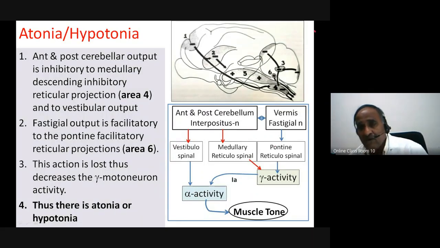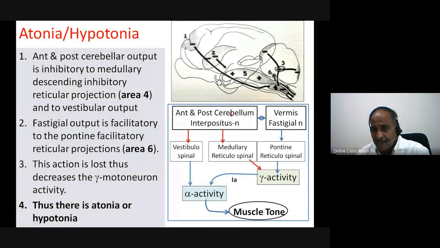Now let us see what the cerebellum does. This is the cerebellum. You just see that. This is the anterior part of the cerebellum. This is the posterior part of the cerebellum. And the anterior part, the posterior part, and even the central cerebellum, you just see that, the central cerebellum, all these things will have an inhibitory input to number 4. That's what I have written: anterior, posterior cerebellar input, inhibitory to the medullary descending inhibitory reticular projections.